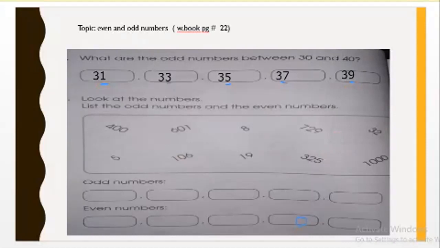Okay, for me, I'm just looking at the first number, that is 400. In the number 400, I am just going to look at the last digit, that is 0. So just tell me, students, is 0 an even number or an odd number?